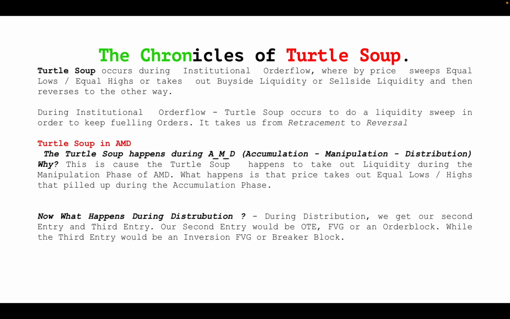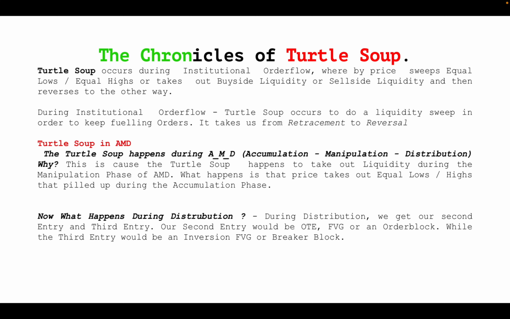You can enter the turtle soup that happens once price tags a higher time frame PDRE. You can set your entry at the higher time frame PDRE after price has taken out equal lows that are close to it. So during the distribution phase, we get our second and third entry. Our second entry would be OTE, that's optimal trade entry, then a fair value gap or an order block.